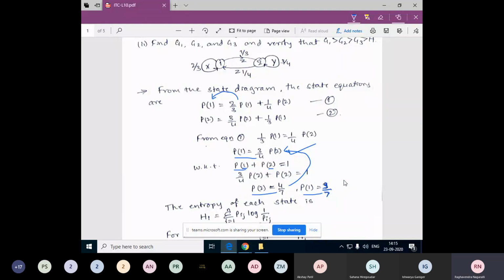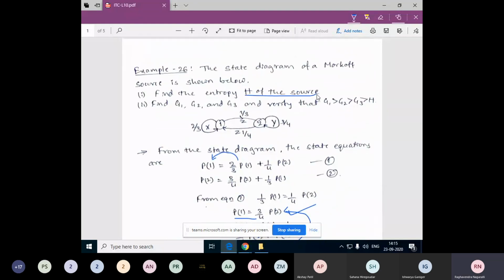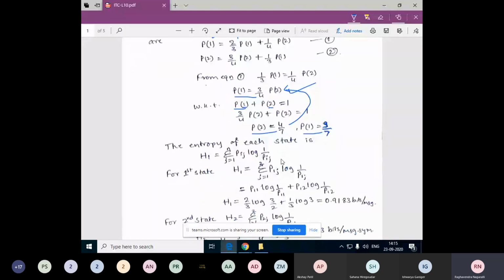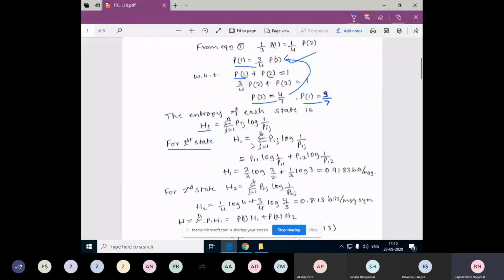Okay. So now we need to calculate the entropy of the source. Before calculating the entropy, first we need the entropy of each state, because here we have different states. So let's first calculate the entropy of each state. For state 1, H1 is equal to summation J equal to 1 to 2 of P1J log 1 by P1J, where I is taken as 1 for the first state. So this is equal to P11 log 1 by P11 plus P12 log 1 by P12.